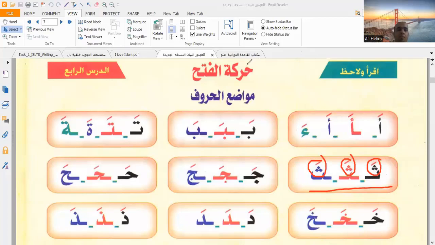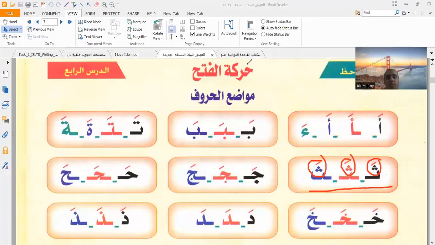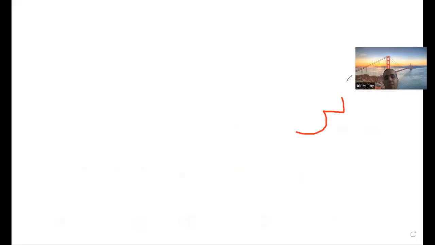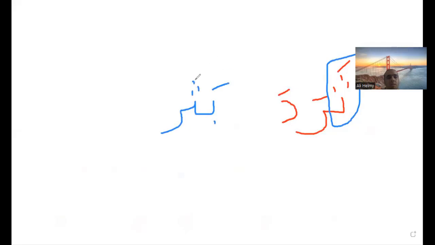Let's take an example for tha as well. For example, like this one: tha, ra, da, tha, and you have to use your tongue. So over here, tha in the beginning. Okay. Next, we have ba, fa, ra. Over here, we have tha in the middle, as you see here.